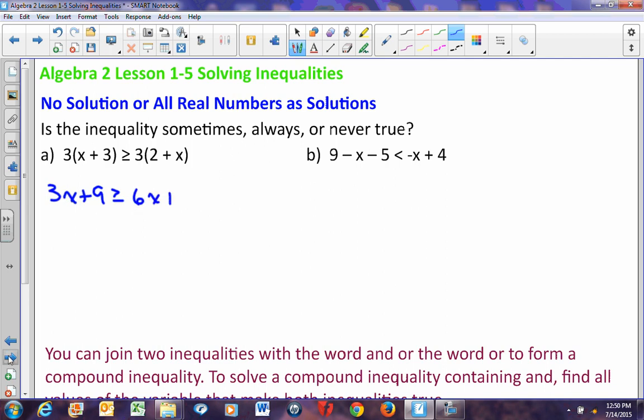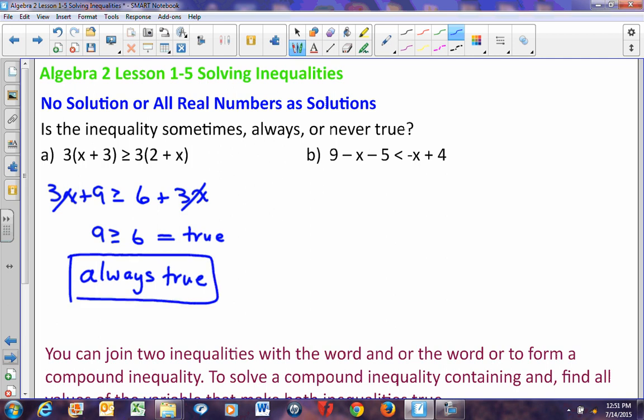6 plus 3x. There, 6 plus 3x. And basically, the x's are going to cancel out, each on different sides of the inequality. So I now have 9 is greater than or equal to 6. 9 is always going to be greater than 6. Since that's a true statement, that means this inequality will always be true. No matter what you put in for x, this inequality will always be true.